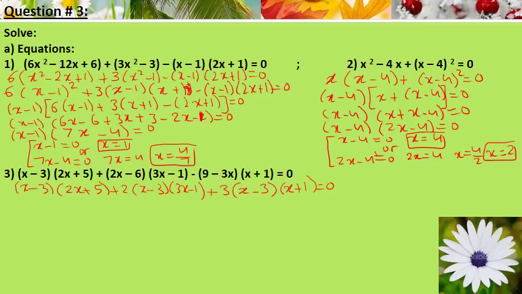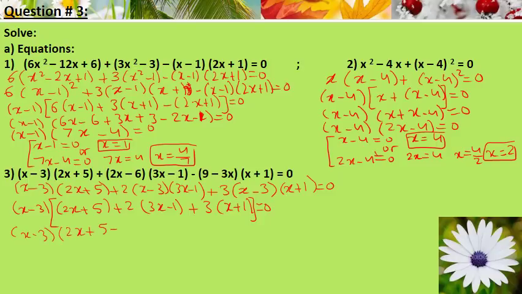Now what do you have common? X minus 3, and we open a big parenthesis. Plus 2 into 3x minus 1, plus 3 into x plus 1, is equal to 0. Yes. Now reduce the inside. 2x plus 5, plus 6x minus 2, plus 3x plus 3 is equal to 0.